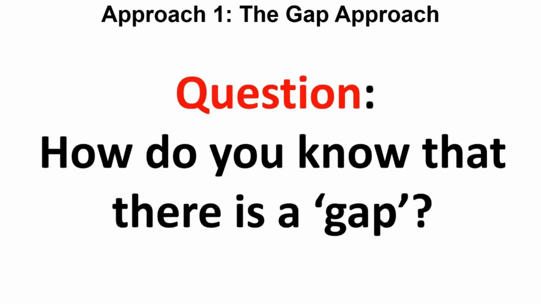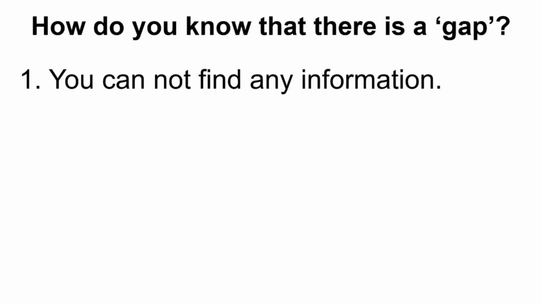If you claim that there is a knowledge gap, that there is a research gap, this is a big claim. This is a massive claim. This is a critical claim. You will be scrutinized for this claim. So we have to make sure that there really is a knowledge gap. How do we know that there is a gap? There are essentially three ways to know.